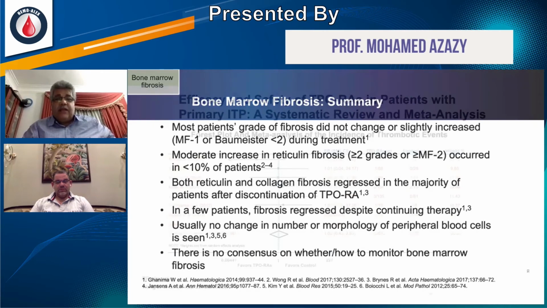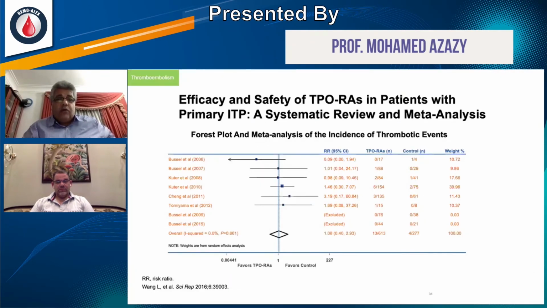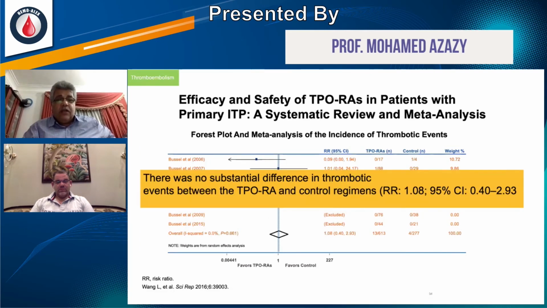The efficacy of TBO, I will go rapidly, for the primary as well as the secondary line, showed there is no substantial difference in thromboembolic events between TBO and control group. Even the RR was 1.008 with 90% confidence, and this is another important issue that needs to be addressed. Do those patients have a higher incidence of thrombotic events or not?